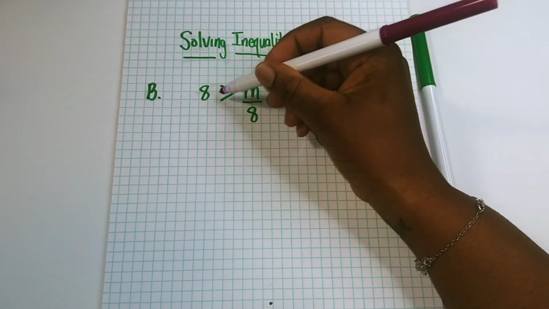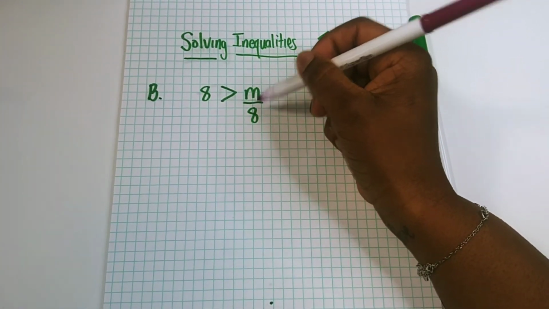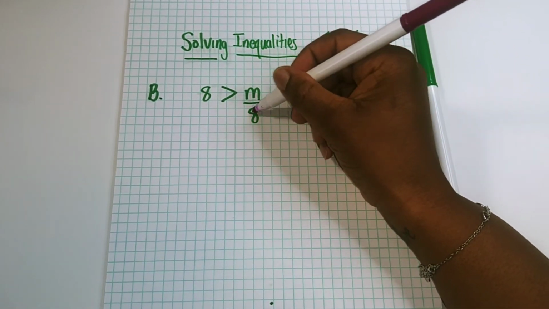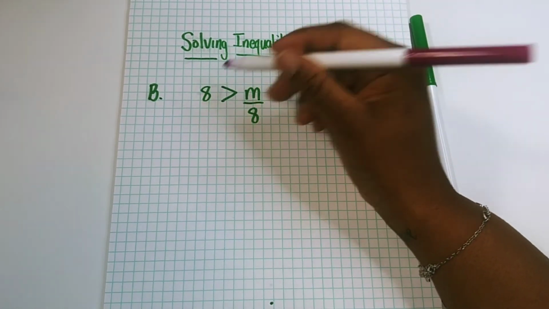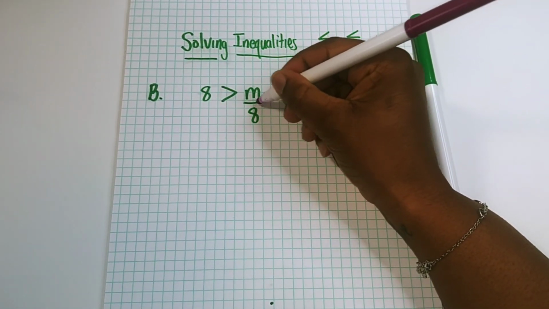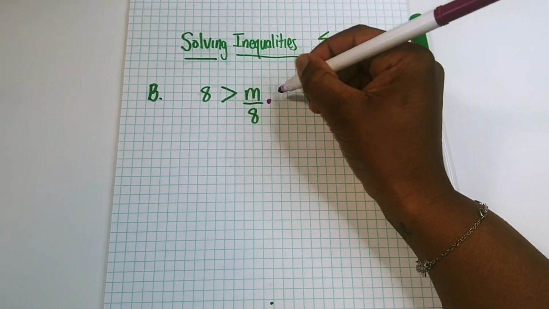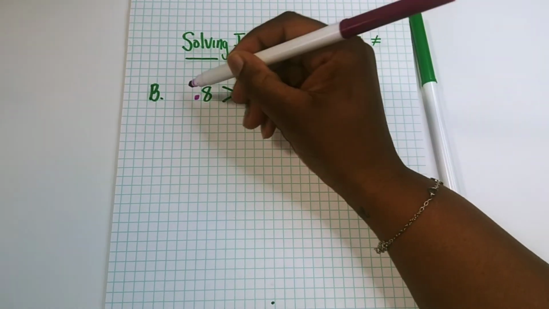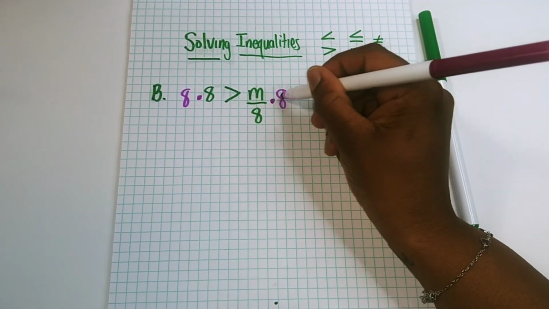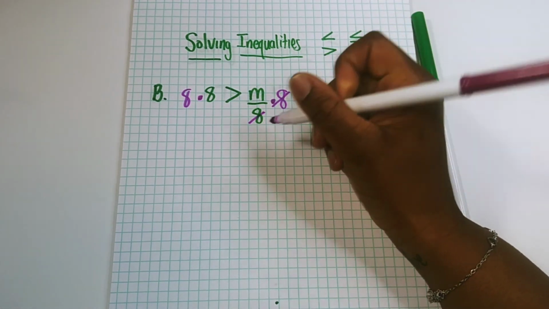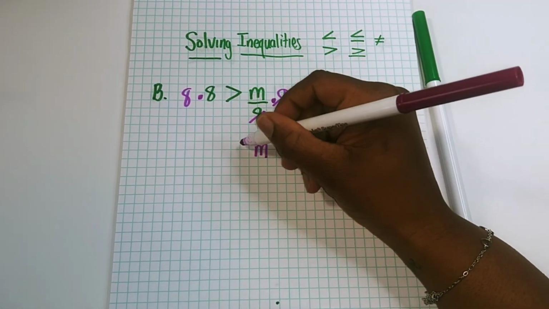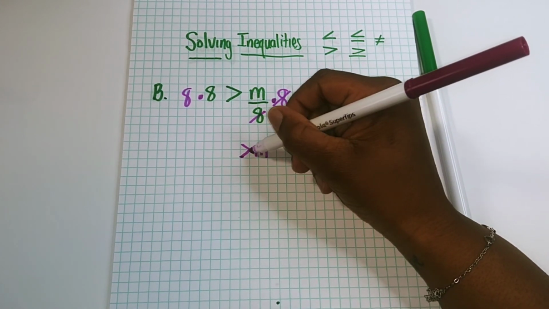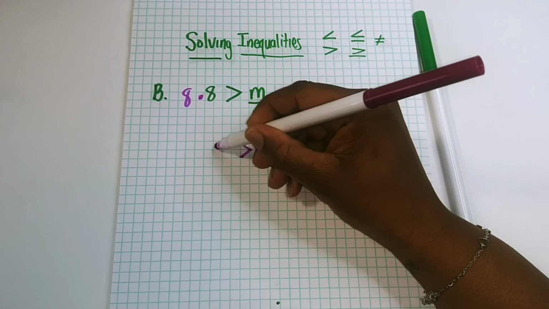Example B, 8 is greater than m divided by 8. I need to isolate the variable first by moving this 8 to the left side of the equation. Since this fraction bar means to divide, I'm going to do the inverse, which is multiply the right side by 8 and multiply the left side by 8. 8 times 8 is 64, and on the right side, I'm left with m. So 64 is greater than m, reading from right to left instead of left to right.